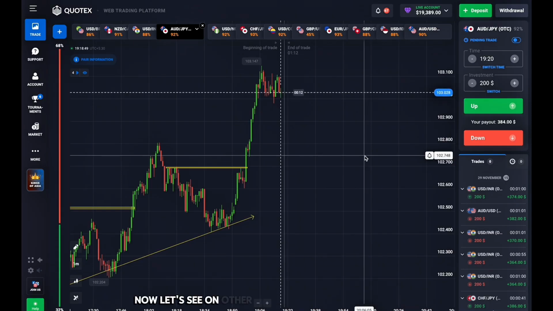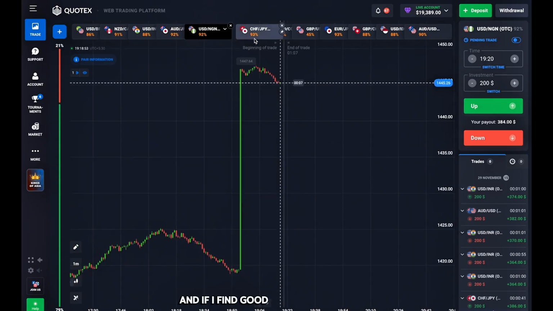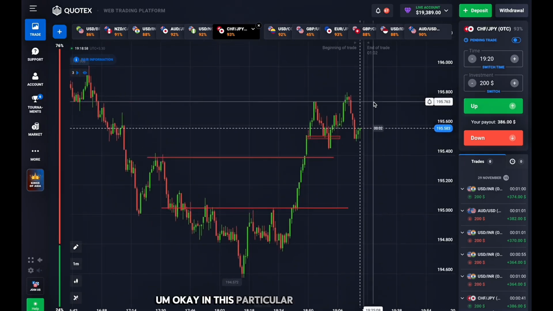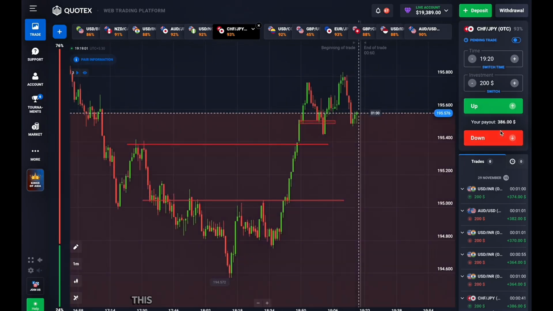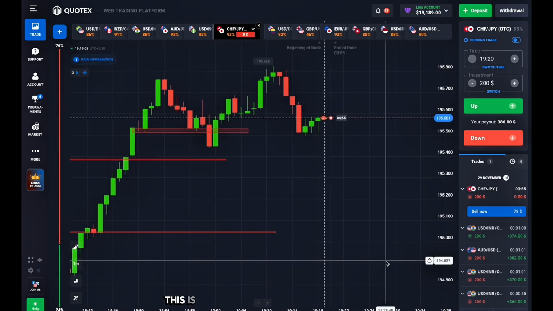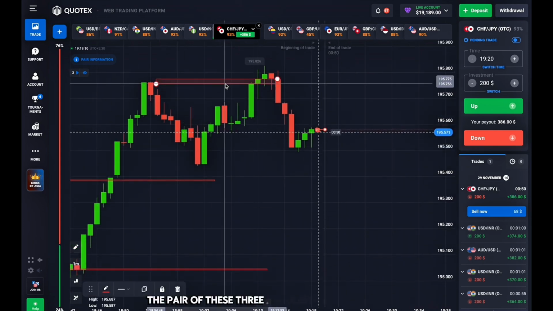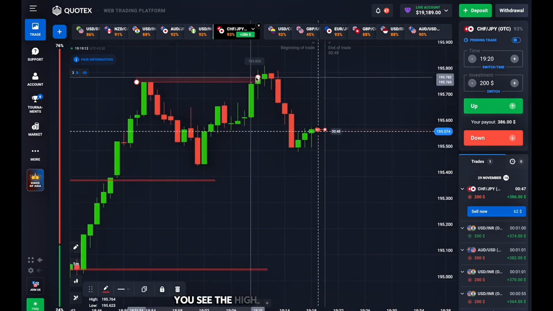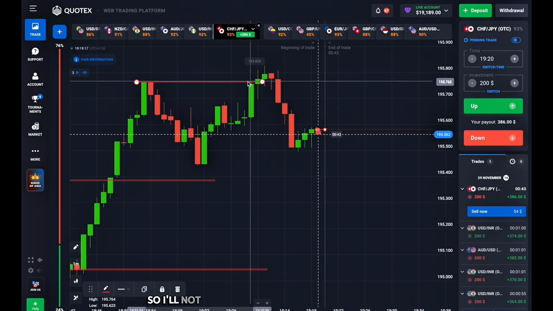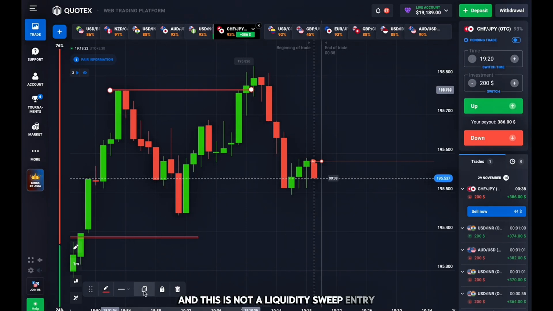Now let's see on another chart what the market is doing, and if I find a good quality trade setup I'll be taking a trade. Okay, in this particular chart, this is not a sweep entry, this is a candlestick entry. The pair of these three candlesticks is very strong. You see the high here, this is not a sweep, there's a proper breakout by the body, so I will not be considering this as a liquidity sweep.